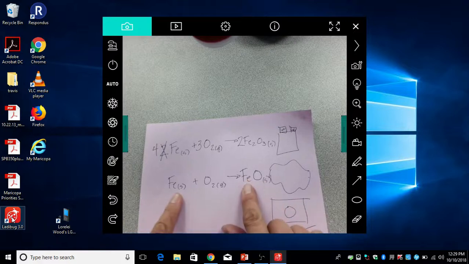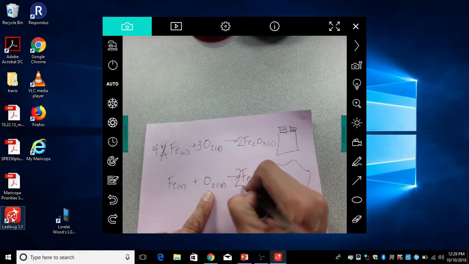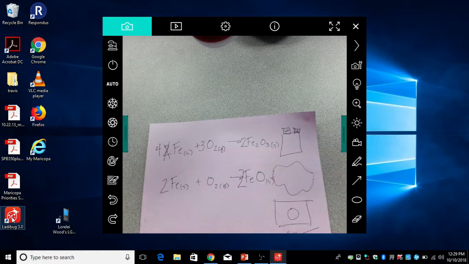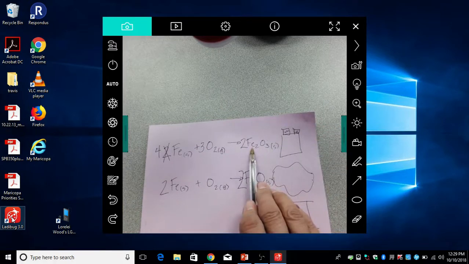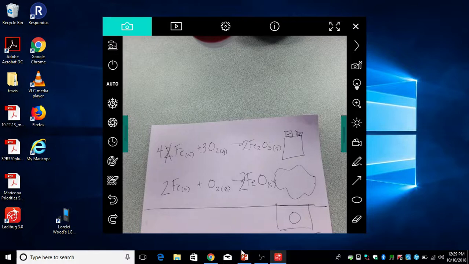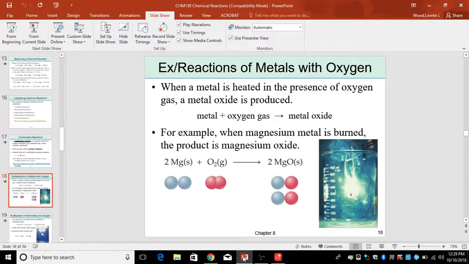All right, here the iron is okay, but oxygen not so much. So what should I do to the product side? 2. But then I gotta fix the iron by putting in 2 there. All right, so you can form 2 different kinds of iron oxide. This is iron 3 oxide. That's iron 2 oxide. All right. So that's a combination reaction.